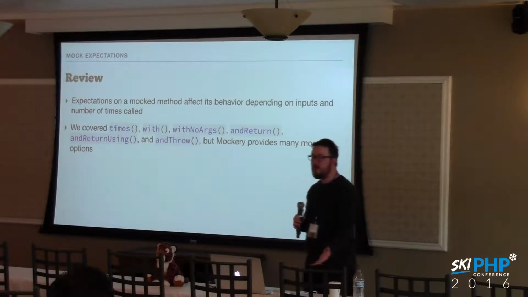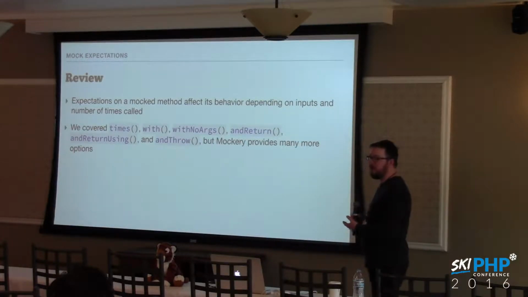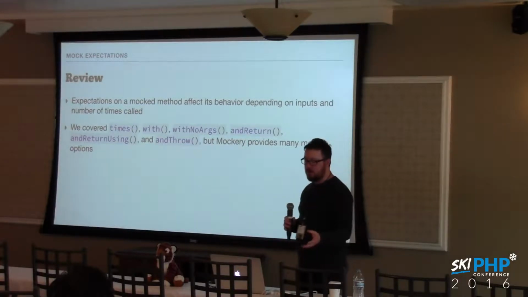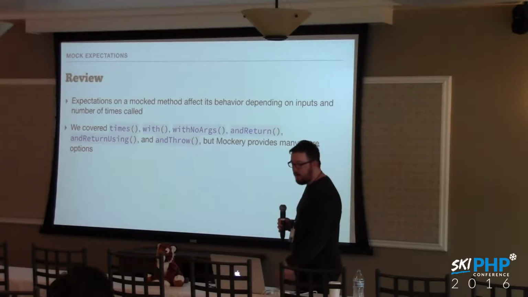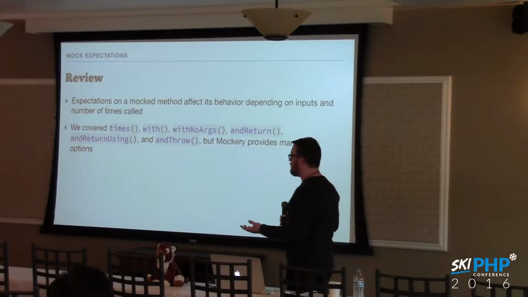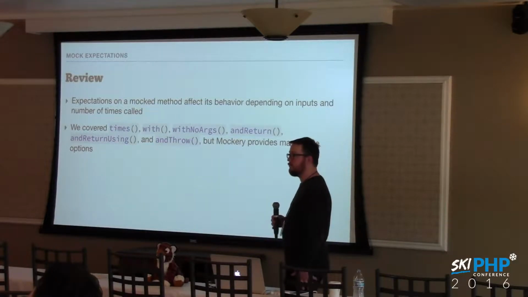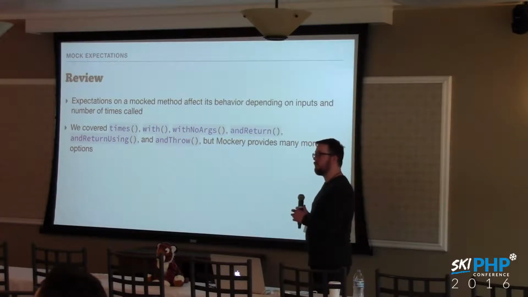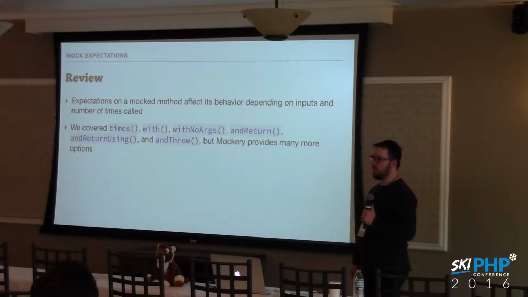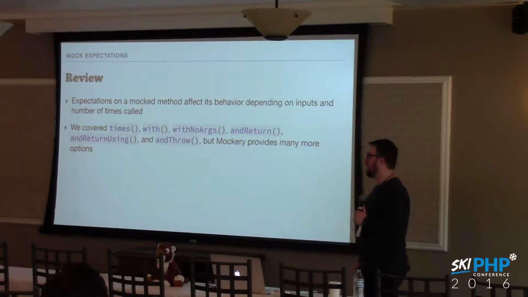So expectations on a mocked method affect its behavior depending on inputs and the number of times called. We've covered times with no args, andReturnUsing, and throw, but Mockery provides a lot more, and it even provides some convenience methods. Do you know offhand if the built-in PHPUnit mocking framework does the andReturnUsing thing with the closure? I believe it does. Okay. It's just a little more verbose, yeah.